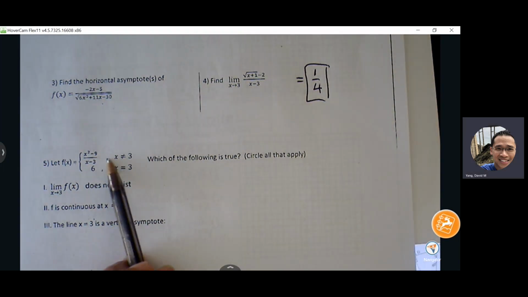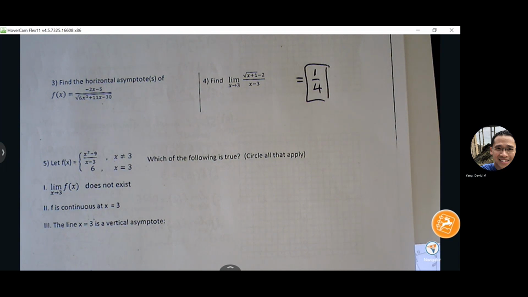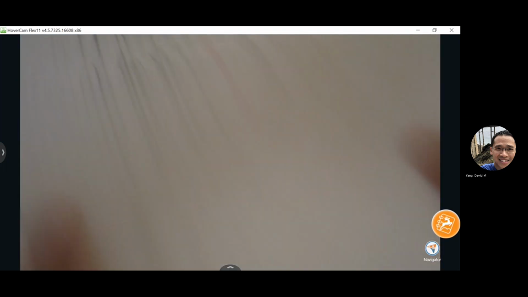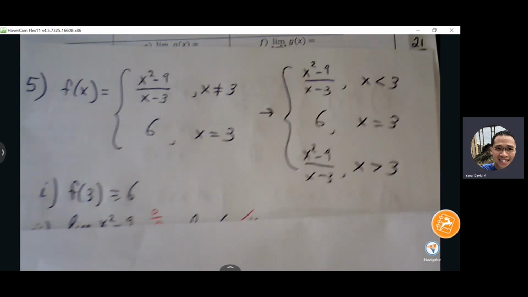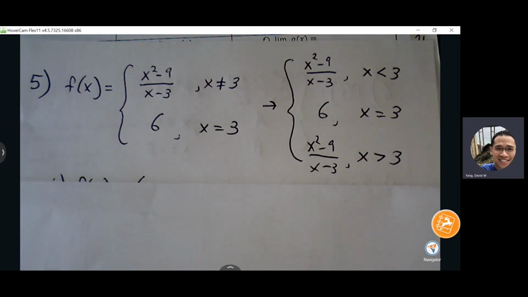This is one of those strange ones where I like to, if it helps you, you can split this first expression into 2 inequalities, right? One that's less than 3 and one that's greater than 3. You're welcome to write it this way if you like. And then just go through each of the conditions.